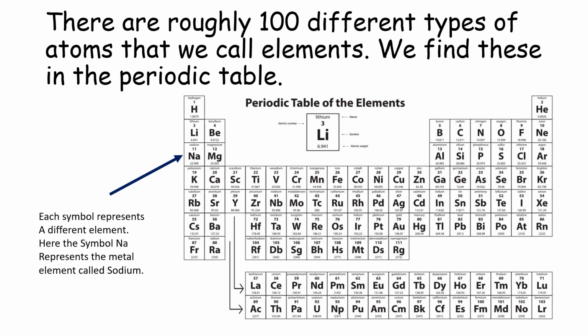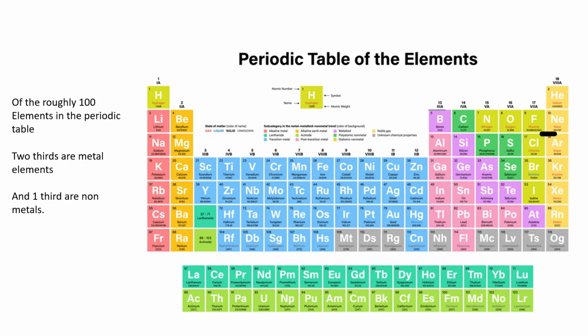We find these in the periodic table, which is this chart here, which has symbols for all the different types of elements. And you can see each symbol represents a different element. Here the symbol Na represents the metal element called sodium. And elements either have a capital letter as their symbol or a capital letter followed by a lowercase, as is here with sodium, which has the symbols Na.